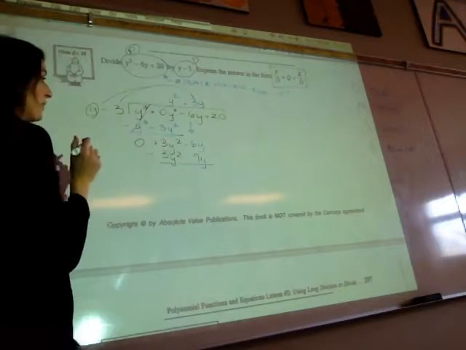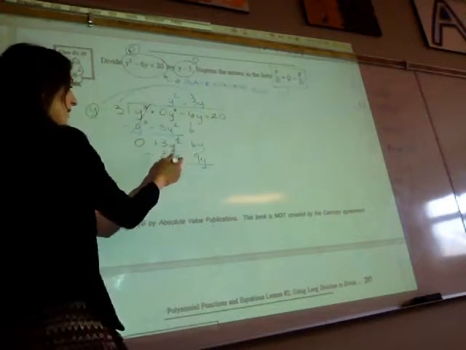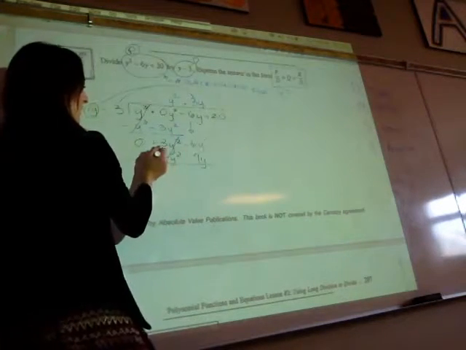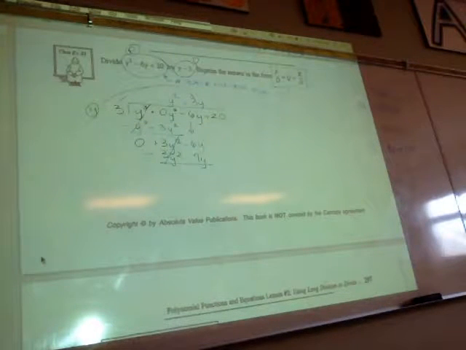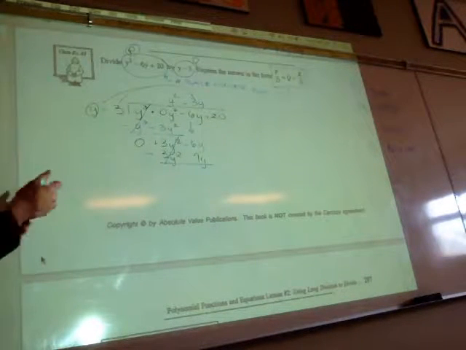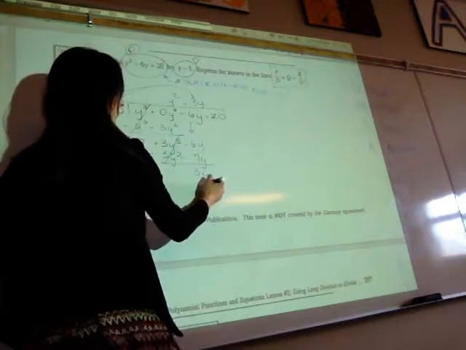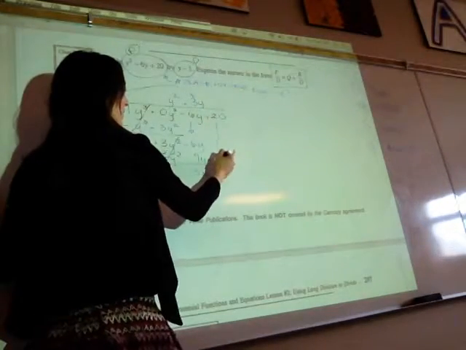We multiplied through. Now we're going to subtract. So 3y squared minus 3y squared, that cancels out. That was our goal. Now negative 6y minus negative 9y. It's basically like adding, right? So negative 6y plus 9y is 3y. After we subtract, we bring down the 20.